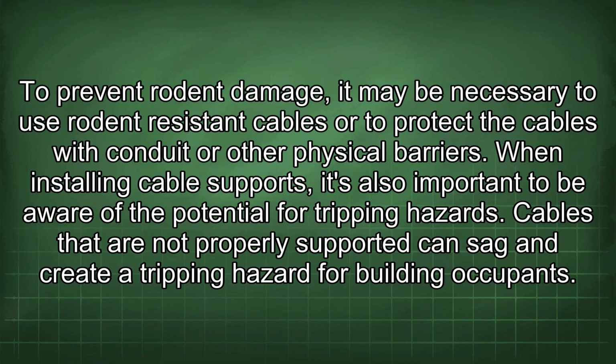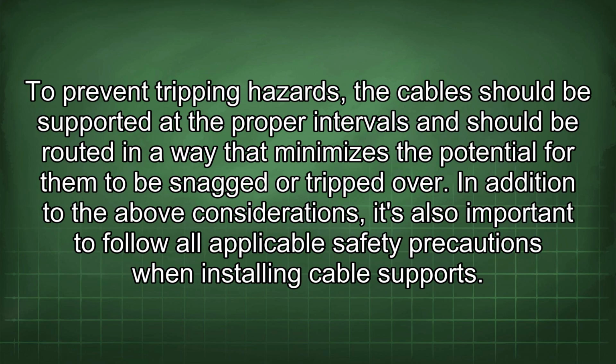When installing cable supports, it's also important to be aware of the potential for tripping hazards. Cables that are not properly supported can sag and create a tripping hazard for building occupants. To prevent tripping hazards, the cable should be supported at the proper intervals and should be routed in a way that minimizes the potential for them to be snagged or tripped over.